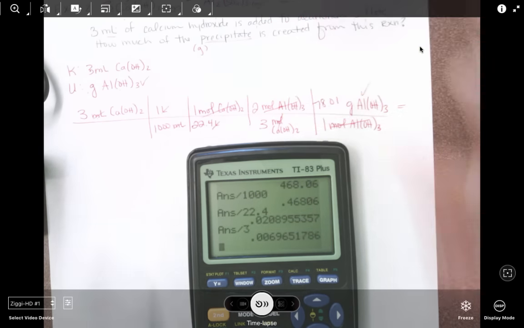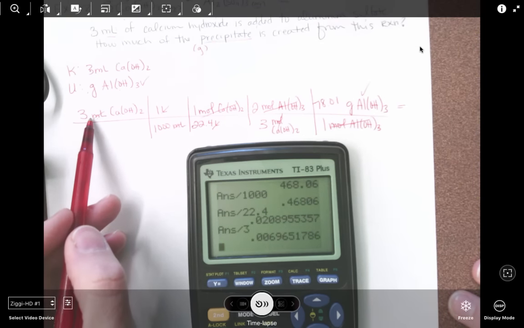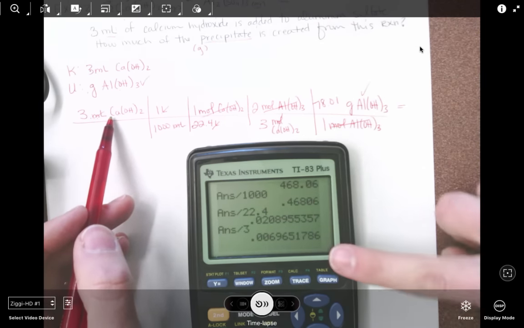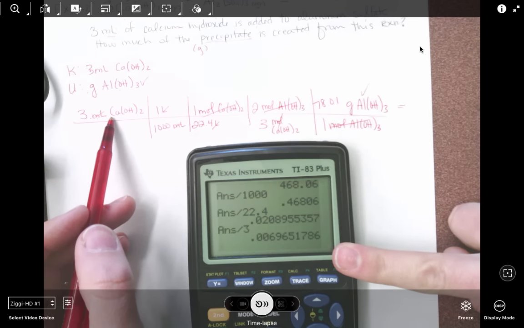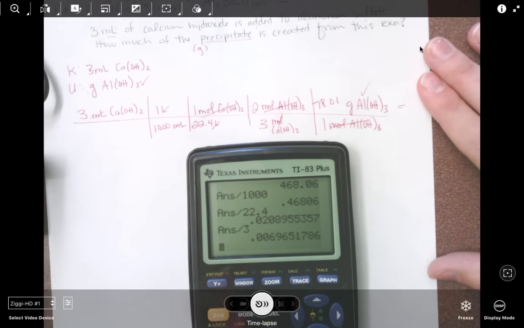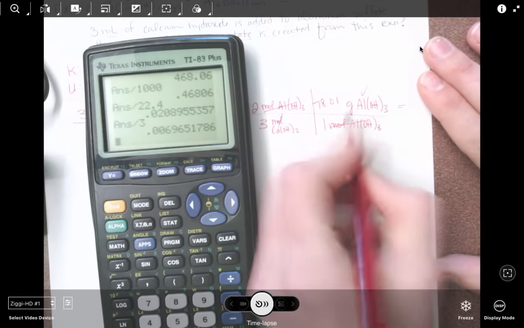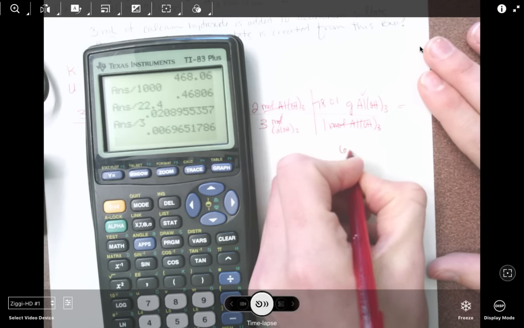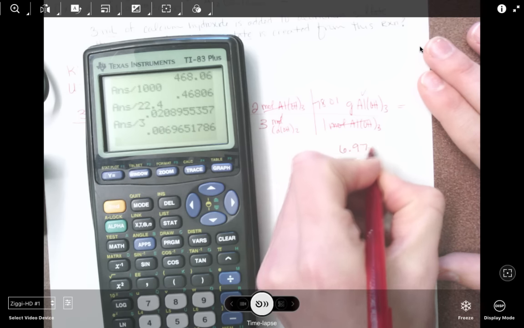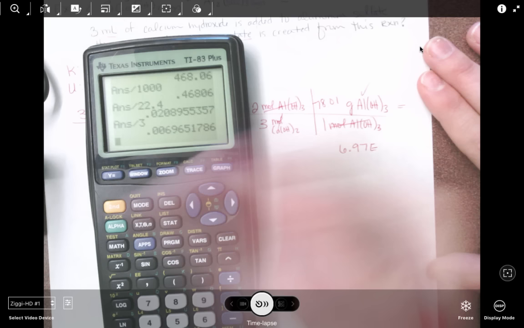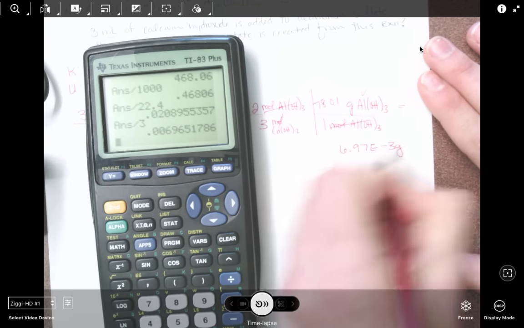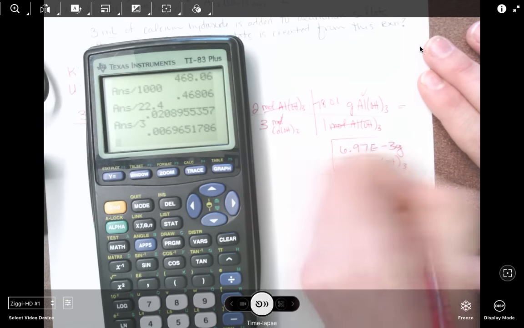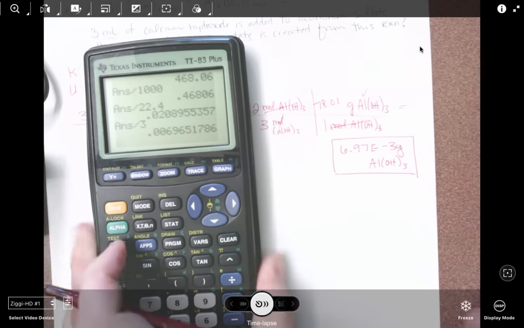I should get a really small number because I'm starting out with 3 milliliters of an aqueous solution, which is a very tiny amount, and so this small answer makes sense. So I'm going to turn that into scientific notation that I produced, let's say 6.97 e to the negative 3 grams of aluminum hydroxide. And there you go. And that's stoichiometry.